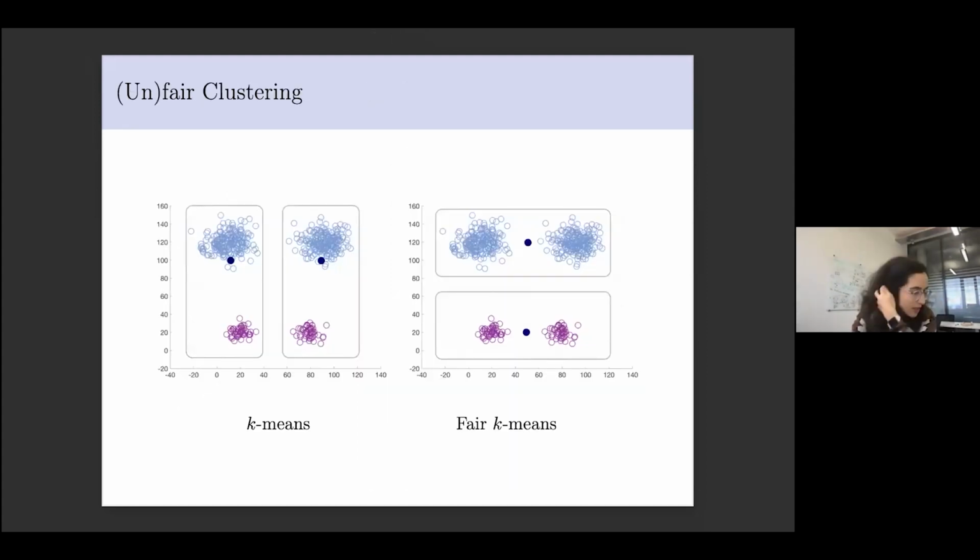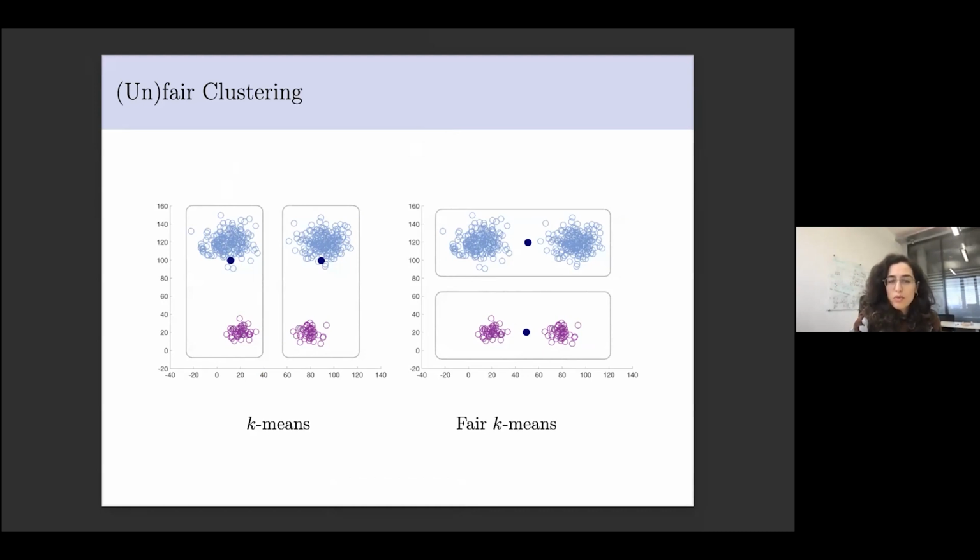So how can k-means clustering and Lloyd heuristic be unfair? I will explain it by some synthetic data and a toy example, but later on, I will show you some real world experiments as well that show similar observations.